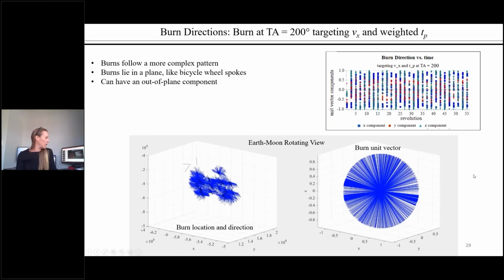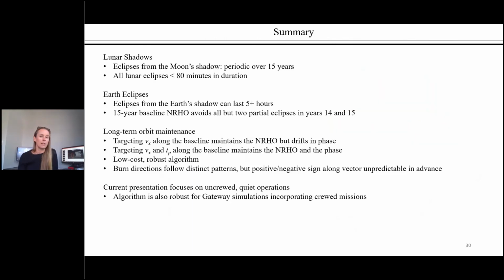All right, so in summary, the analysis that I've shown here has been talking about shadowing and orbit maintenance. So we know that we get a periodic pattern in lunar shadows, so eclipses from the Moon's shadow. But all the lunar eclipses we expect to see are less than 80 minutes in duration, which aren't terribly concerning. The Earth eclipses can last much longer, and we'd like to avoid those. So what we've done is designed a baseline NRHO that is resonant in the lunar synodic frame. So we have a repeating Sun, Earth, Moon, spacecraft geometry that allows us to avoid the eclipses from the Earth's shadow.